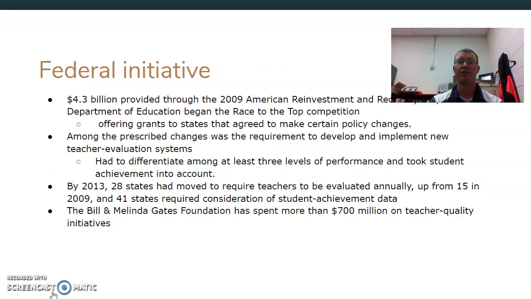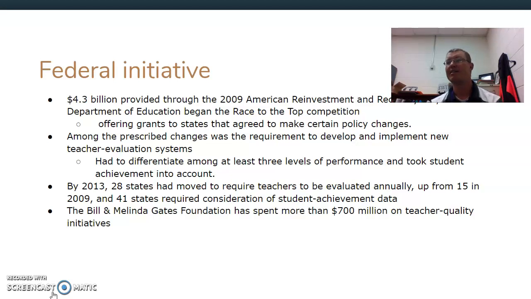In 2009, we began a federal initiative called the Race to the Top competition, where the American Reinvestment and Recovery Act, the U.S. Department of Education, released $4.3 billion to schools that were offering grants to make certain policy changes. Among these prescribed changes was a requirement to develop and implement new teacher evaluation systems. They had to have 3 levels of performance, and they had to take student achievement into account.